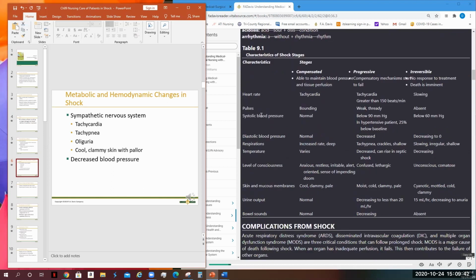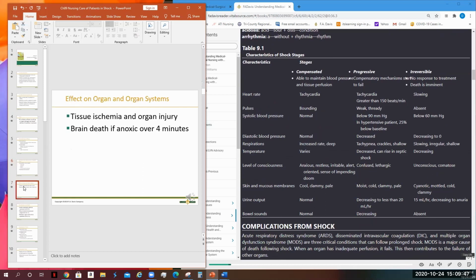Table 9.1 shows the characteristics of the shock stages. So there's compensated, progressive, and irreversible, the three stages shown here. Compensated is when you're able to maintain blood pressure and perfusion. At that point, you're going to have tachycardia with bounding pulses. However, with normal blood pressure readings, your respirations will be at an increased rate and deep. And your temperature varies.